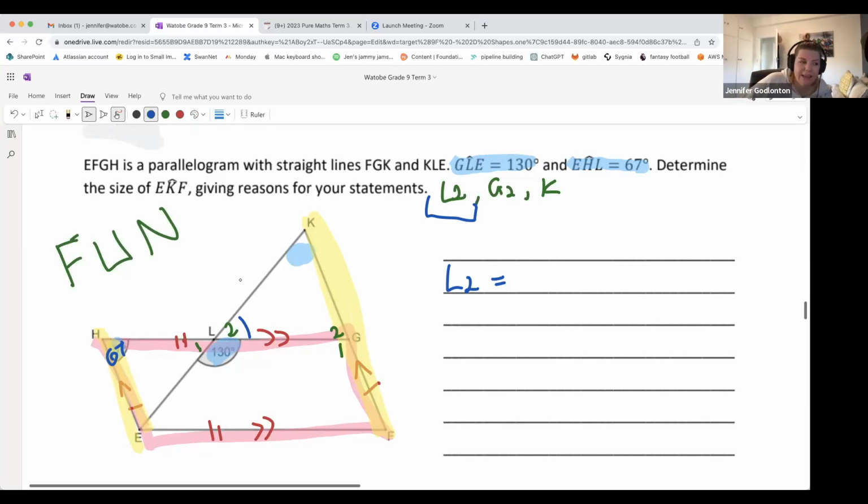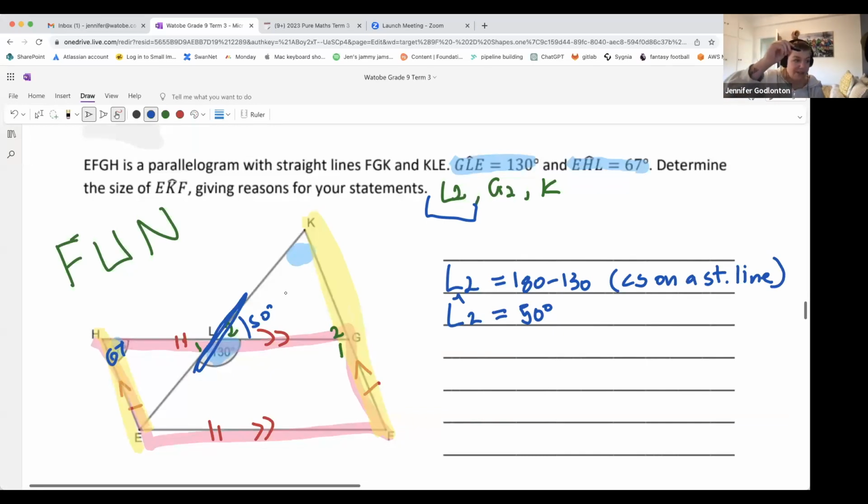Not alt angles for this one. Angles on a straight line. Yes. Okay. Adjacent angles on a straight line. That's my straight line. And they are adjacent. They are next to each other. So they are adjacent angles on a straight line. And so we can say L2 is equal to 180 minus 130 because of angles on a straight line. Okay, so that means that angle L2 is equal to 50 degrees. So now we know that this angle here is 50.